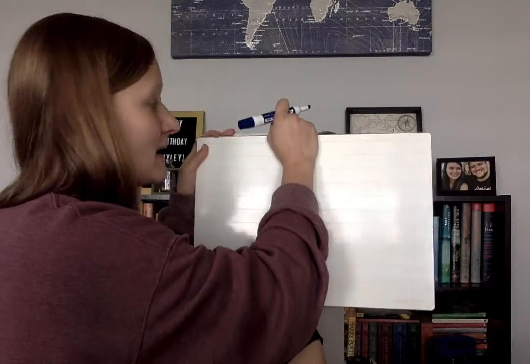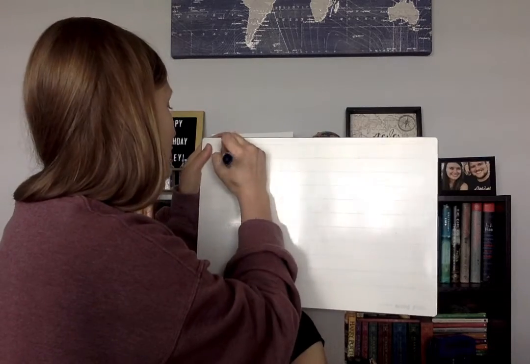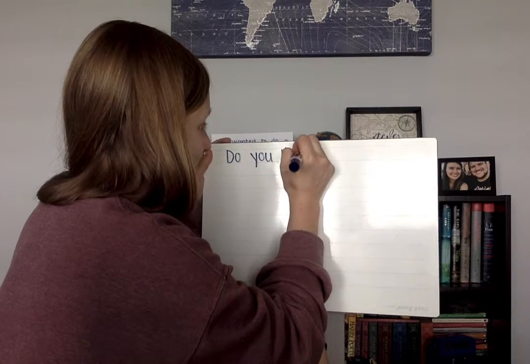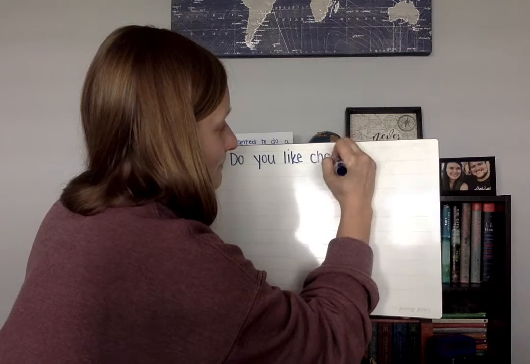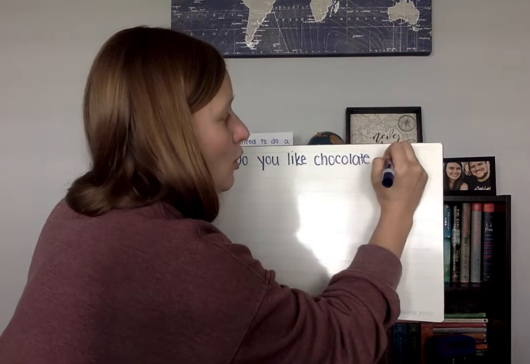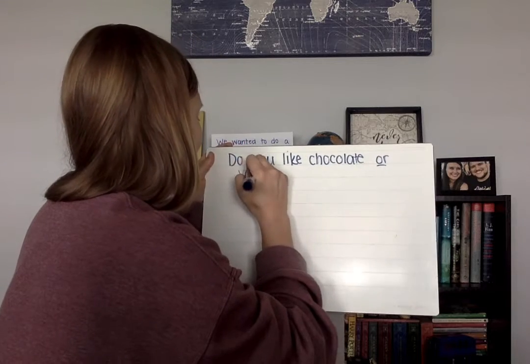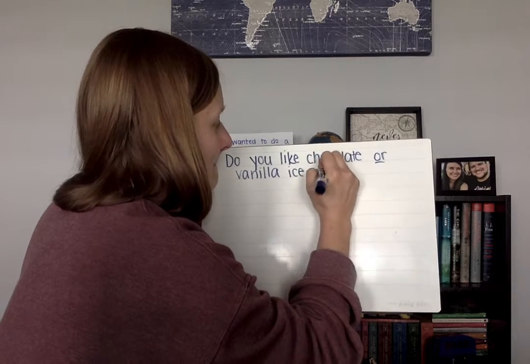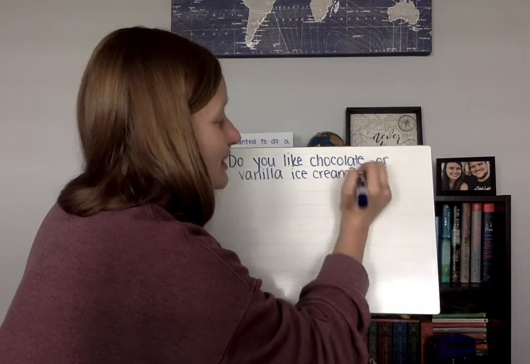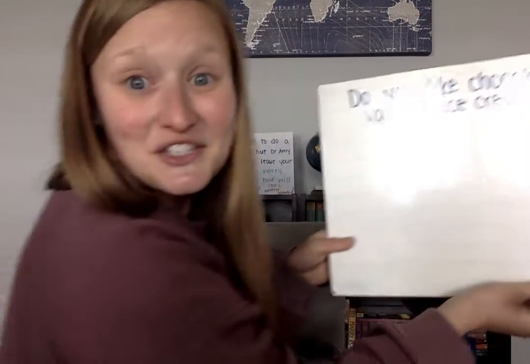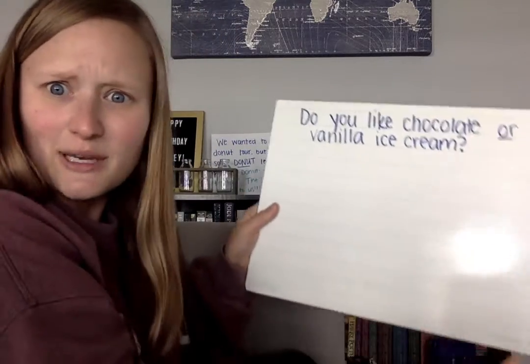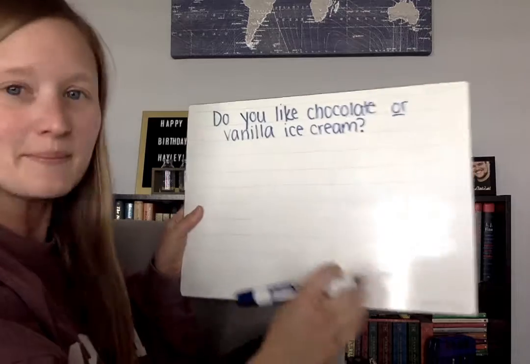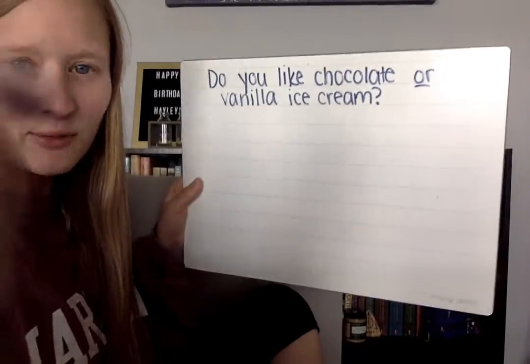So up top, I'm going to write the title. Do you like chocolate or vanilla ice cream? Just like books have titles, charts and graphs have titles as well, so we know what we're looking at. So I wrote, do you like chocolate or vanilla ice cream? Sorry, it's kind of bright and we're getting a glare.